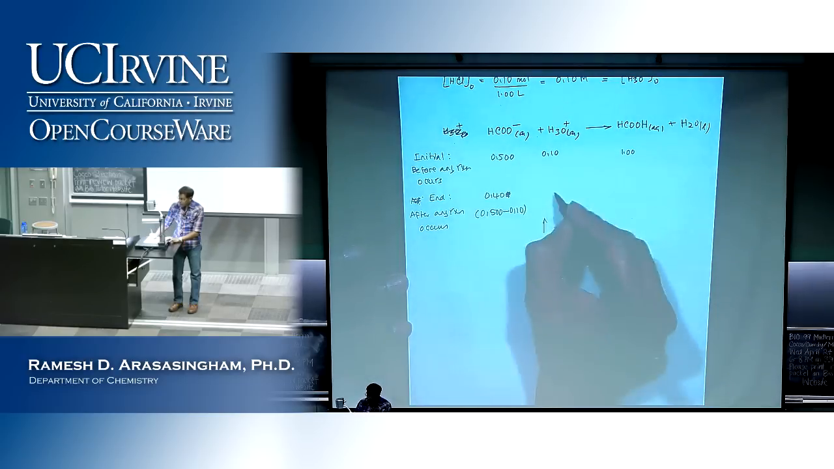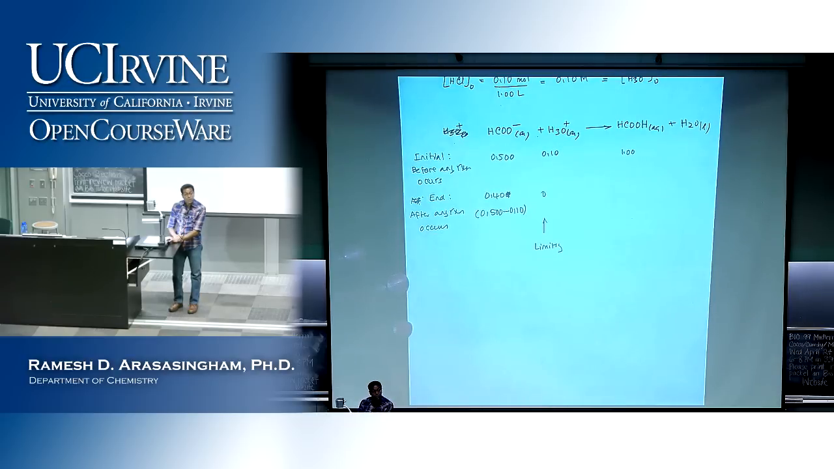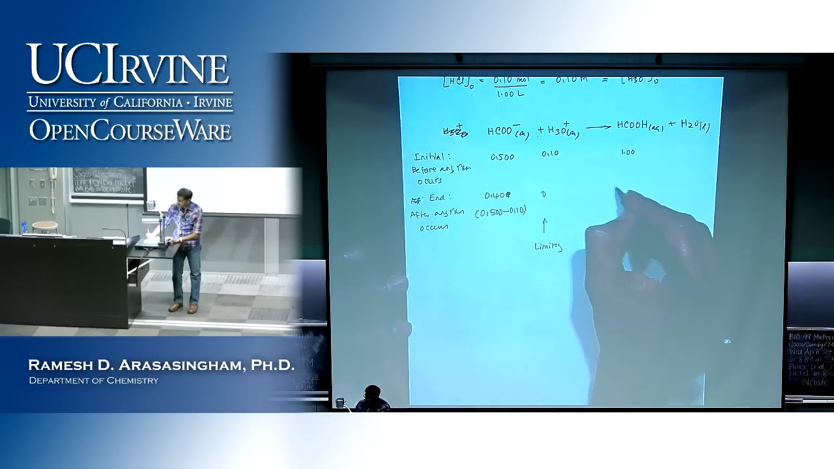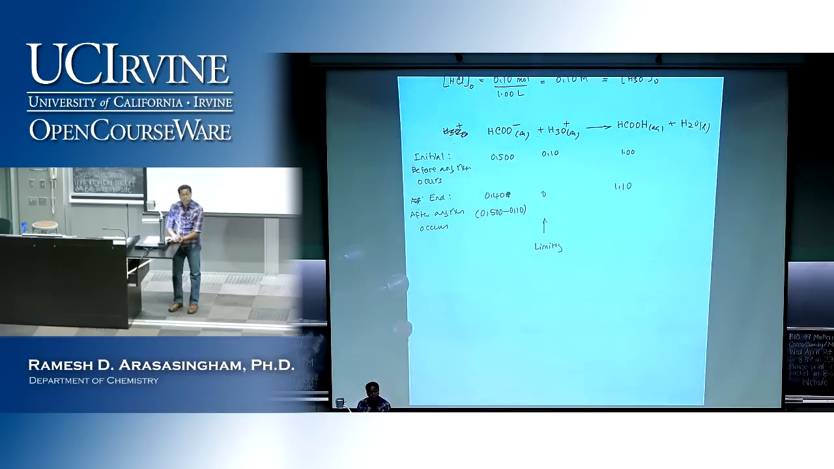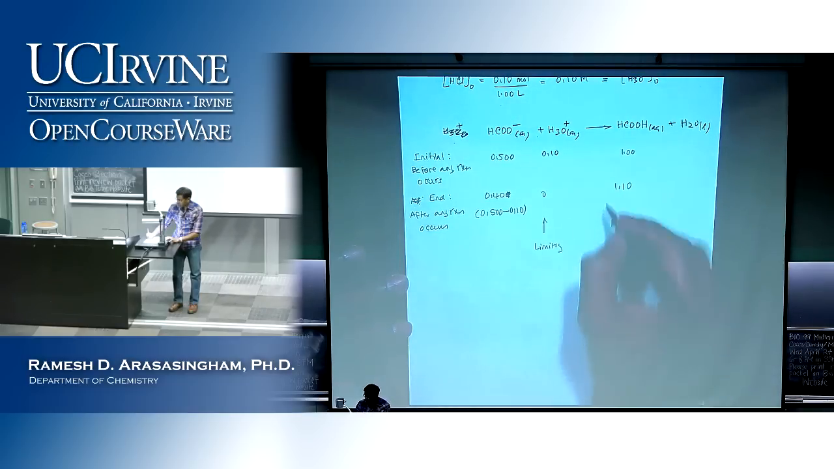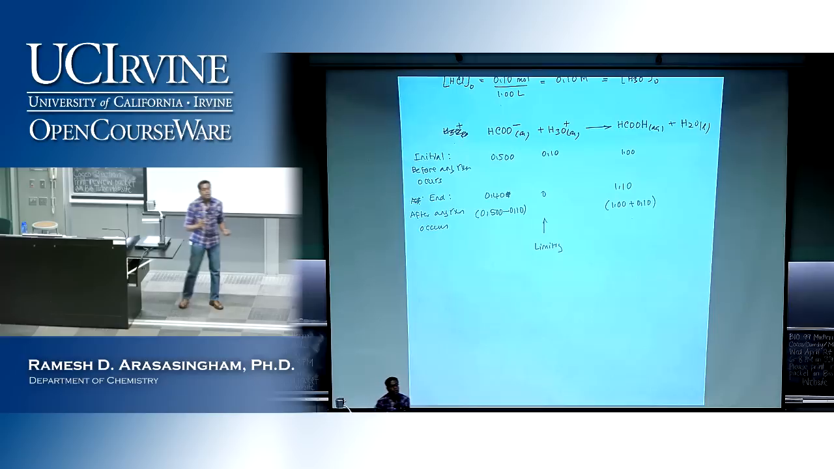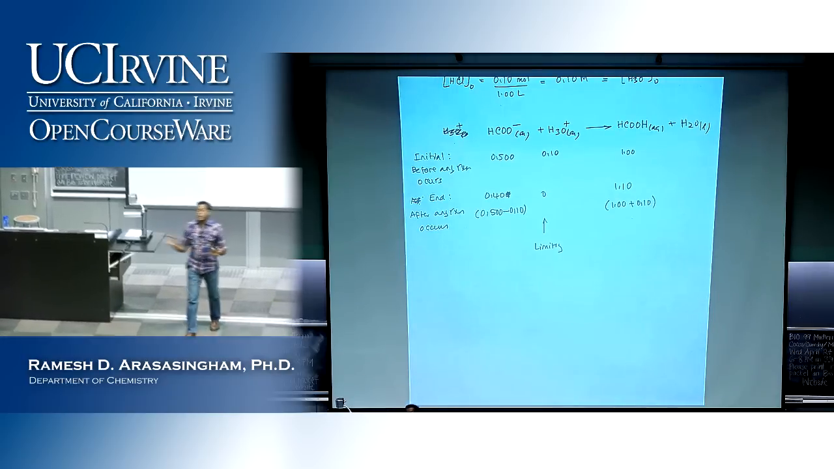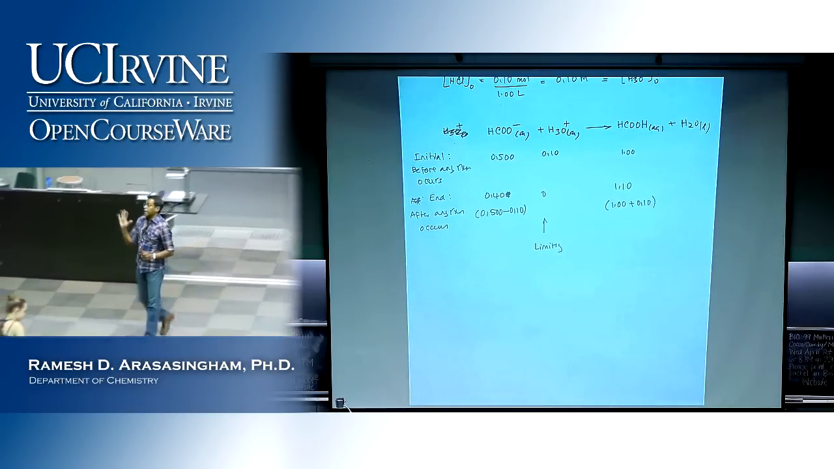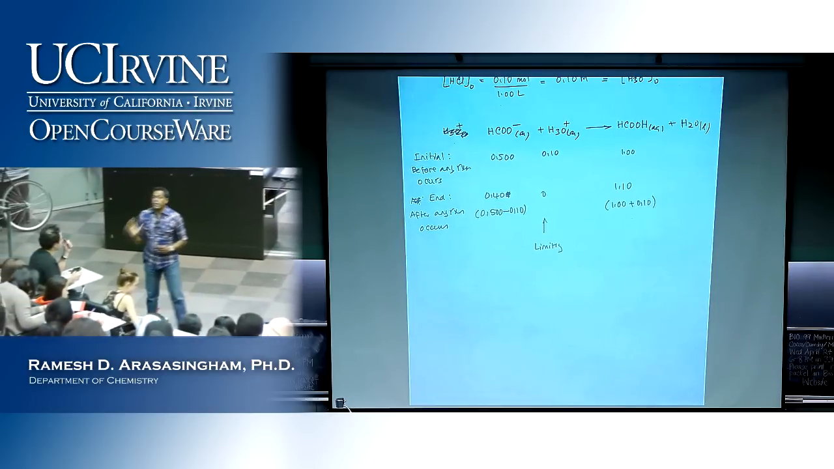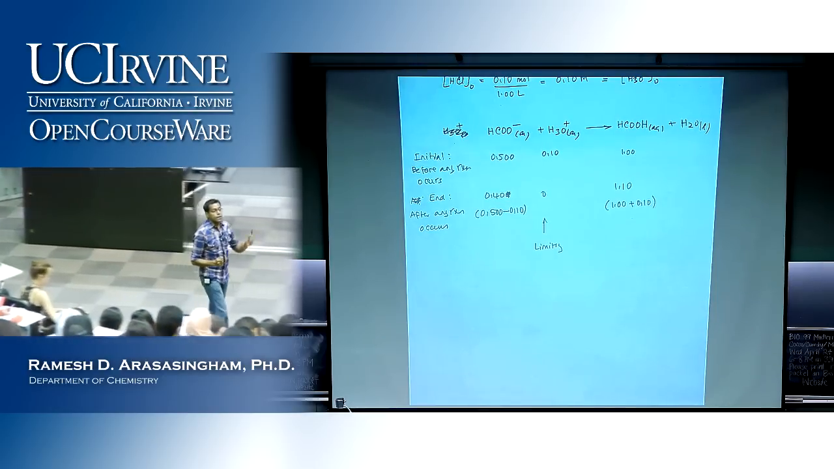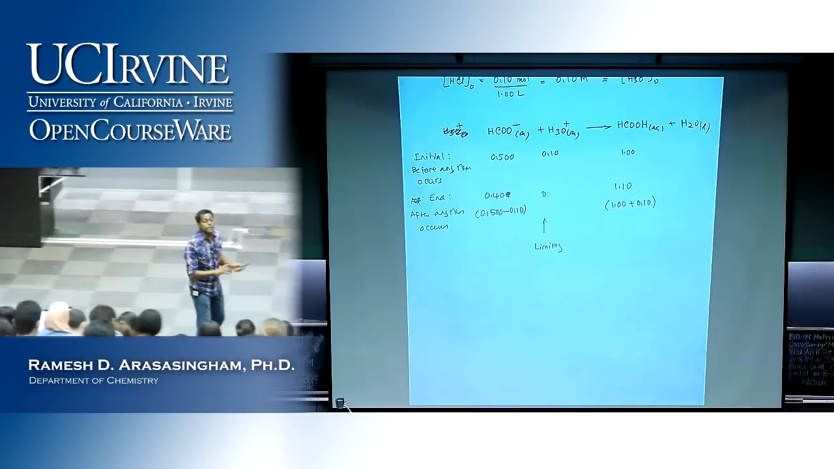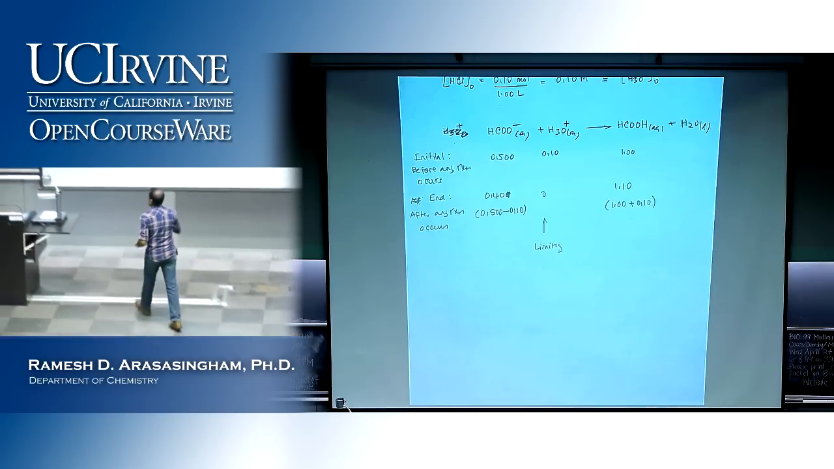Now, since this is limiting, this is all consumed. So on the product side, what would you have? Can everybody see you'd end up with 1.10? Because on this side, you'll have 1 plus 0.10. So essentially what we're doing is we're looking at the reaction, and now the added acid has been consumed. So because the added acid has been consumed, concentrations of formate and formic acid have changed. All right? So now we go back to the equilibrium.